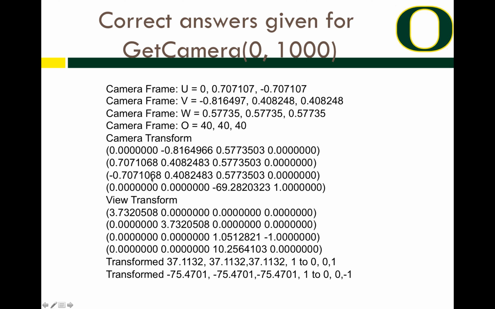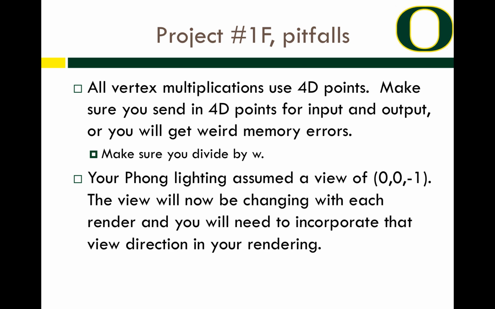is, what my camera transform is, and what my view transform is. And then I think that I've actually put in some points here. I think these points are to prove that I've done it right. I think this is right, the point in the center of the near plane and the center of the far plane, you can see is transformed to the correct locations. So those are my answers for what I did for get camera 0, 1000.